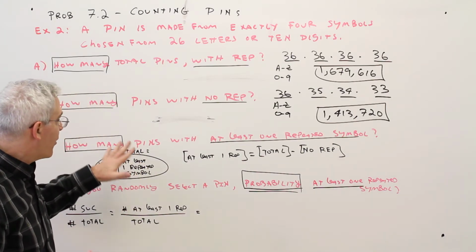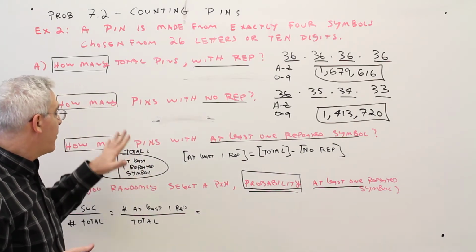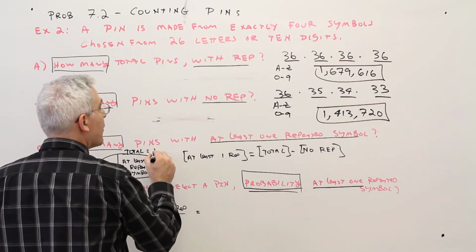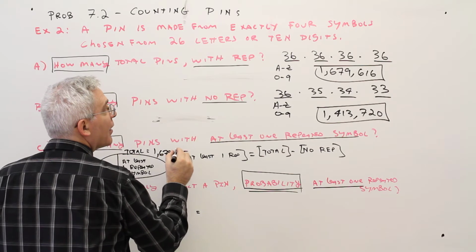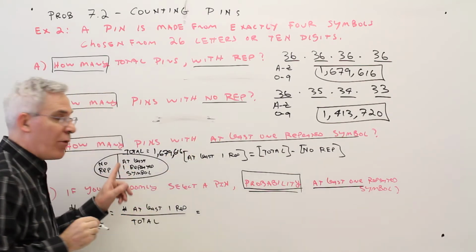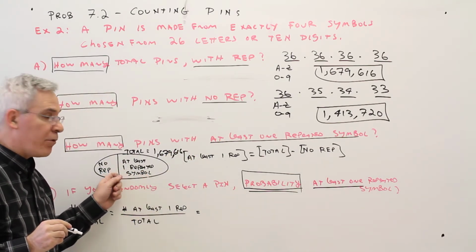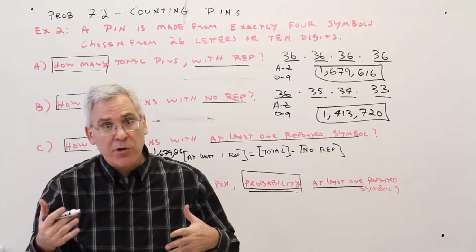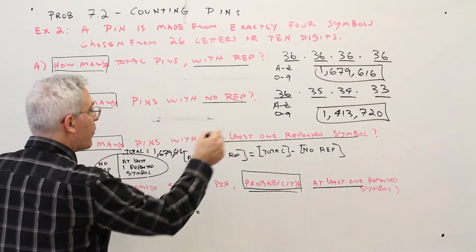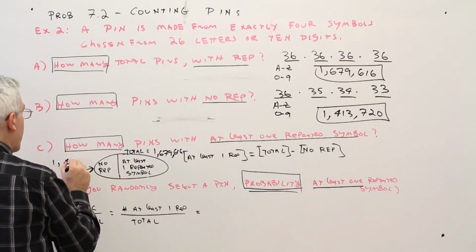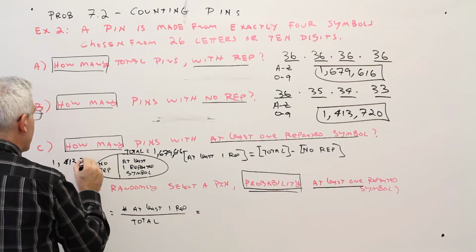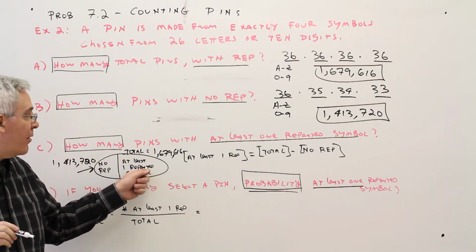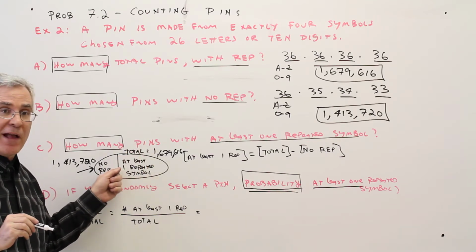So for this problem, I go back to my diagram, the total number of ways of doing something, which actually over here was 1,679,616. And then break it down into at least one repeated or no repeated. Again, it's much easier to count the ways that things don't occur. We already did that. That was 1,413,720. So if I want to find this chunk over here, it will simply be total minus that chunk there.